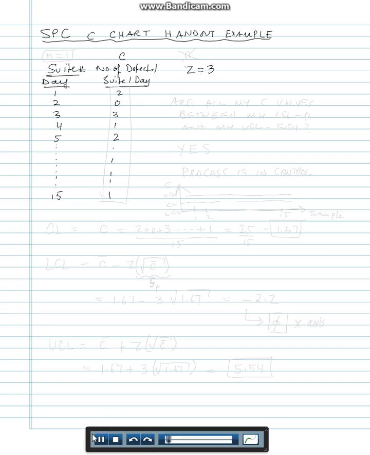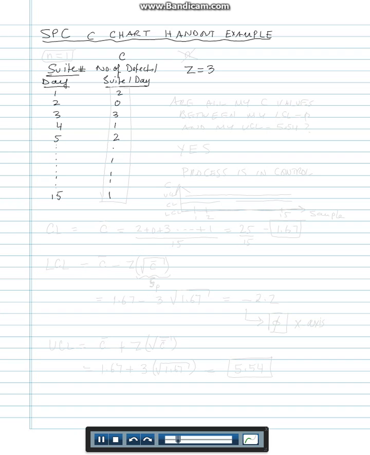This is the example for the C chart, the handout example. We have suites in a hotel, and we're looking at 15 days after cleaning a certain suite, and at the defects that we find in the suite after cleaning. Anything from an unstocked bar or a ruffled towel, whatever we consider a defect according to our checklist, we note it down. So day 1 we had 2 defects, day 2 0, day 3 3 defects, day 4 1, and so on.